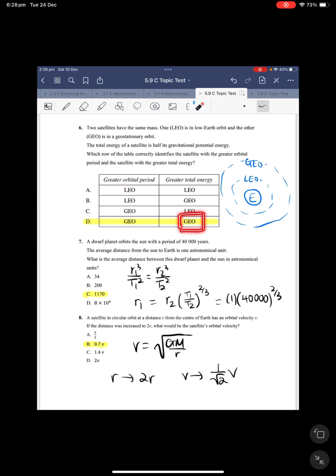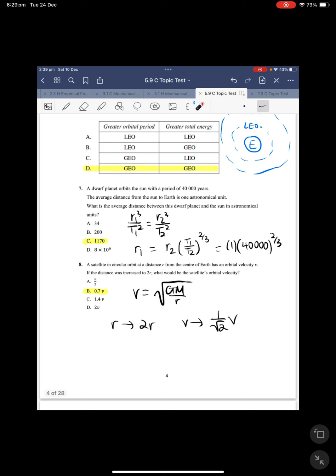As for the total energy, we know that the further you get away from a mass, your gravitational potential energy increases since U equals to minus GMm on R. That's a minus sign, so the further away you are from the mass, the more your energy increases. And so GEO will also have the greater total energy, and so the correct answer is D.